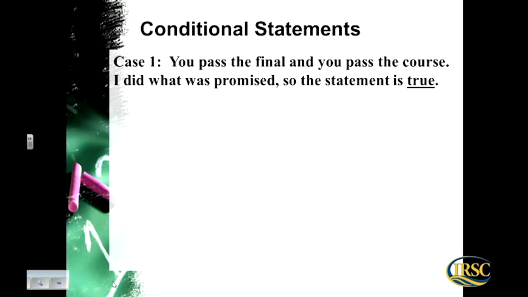Case 1, you pass the final and you pass the course. I did what was promised, so the statement is true. When you're looking at if-then statements, you're looking to see, was a promise broken? If a promise was broken, then the statement is false. But in this scenario, you pass the final, and I said if you pass the final, you'll pass the course. Well, you pass the final and you pass the course, so what I said was true.